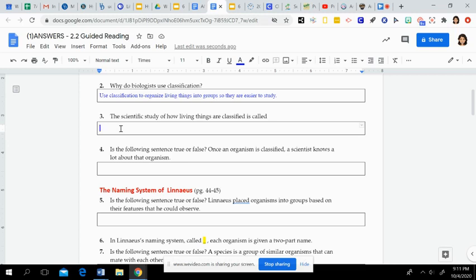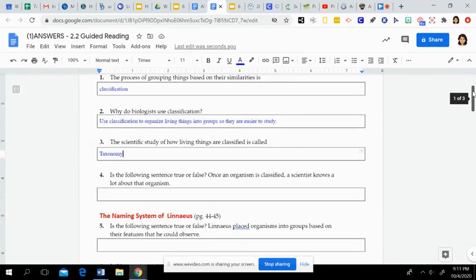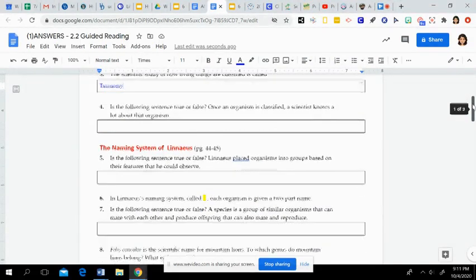Question 3 then, this was one of your warm-ups earlier last week, but the scientific study of how living things are classified is called taxonomy. That's just your scientific term. Classification is how we group things together based on their similarities, and then taxonomy is just the scientific term.